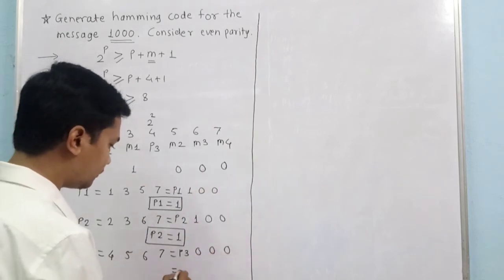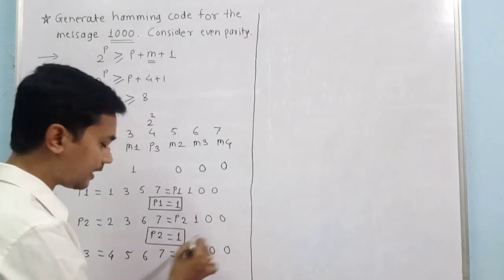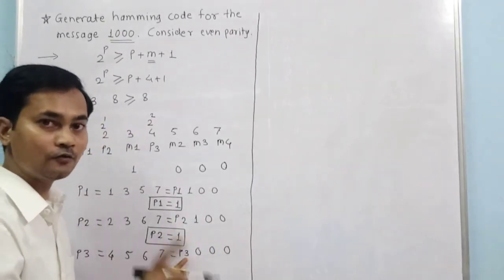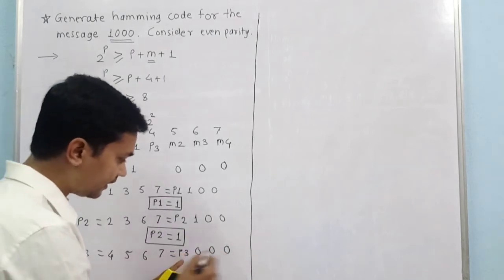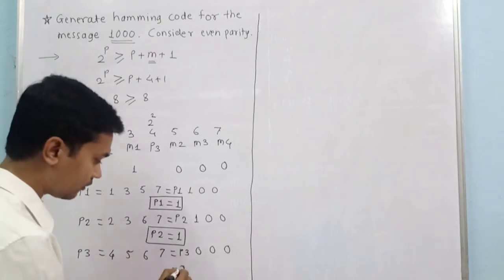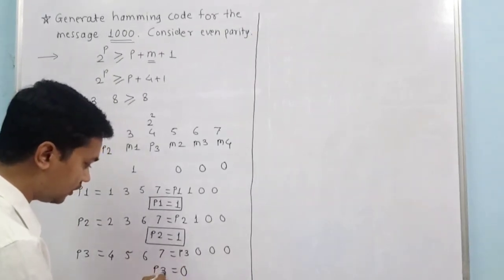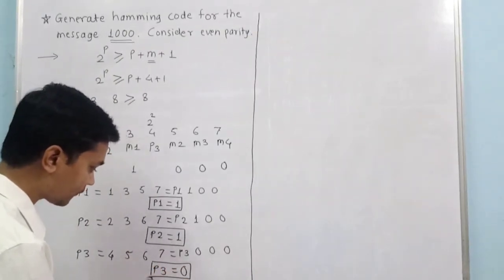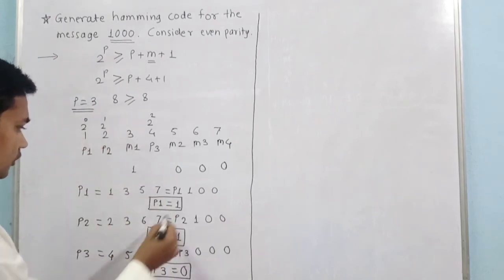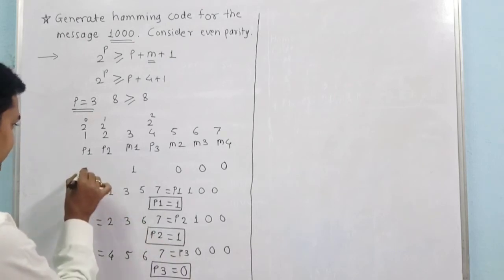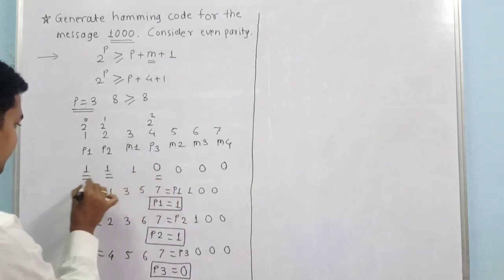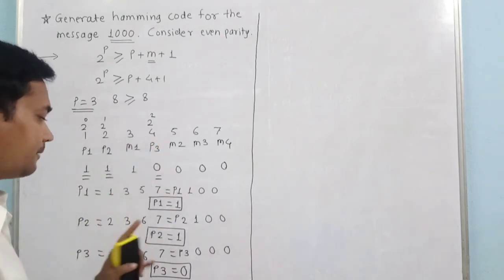Now, to make these 4 bits even parity, the value of P3 should be set to 0 because there is no logic 1 in these 4 bits. So P3 should be 0 to make it even parity. So this is how we have formed the Hamming code: 1 1 0. We have found these 3 bits to make it even parity.